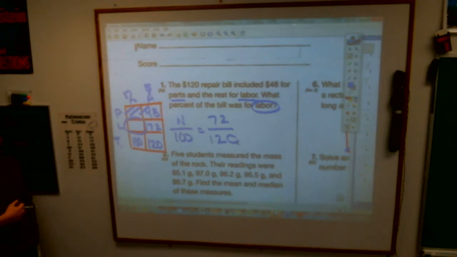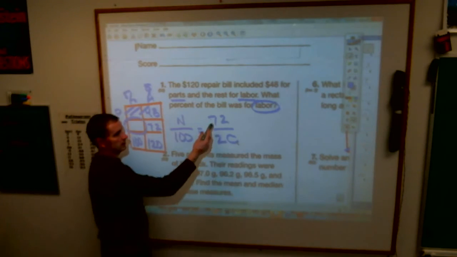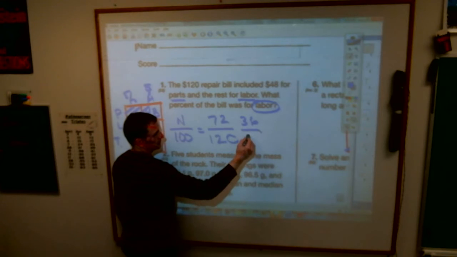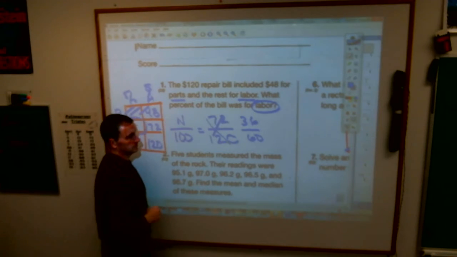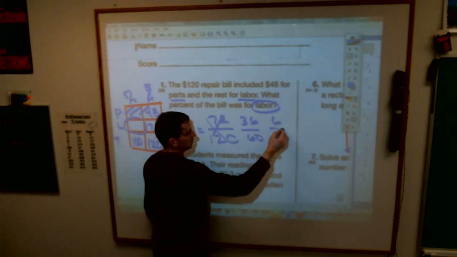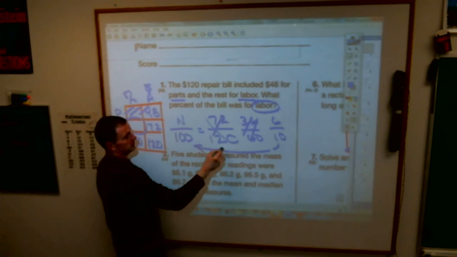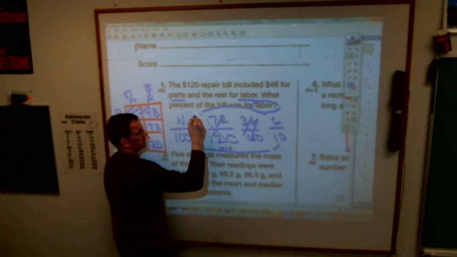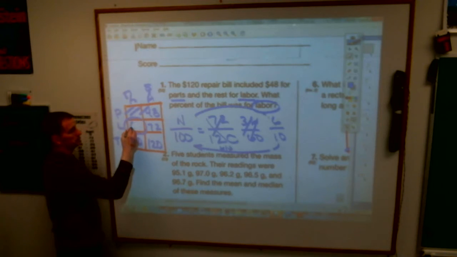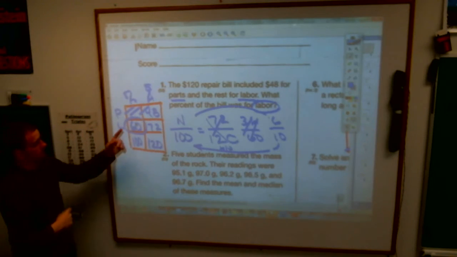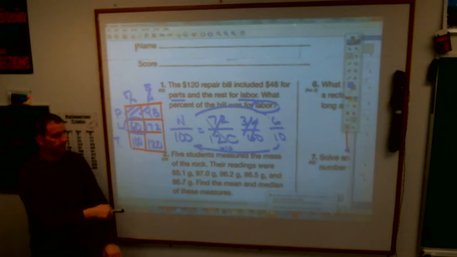And what's the easiest way to do that one, Jaden? What would you do? Just do it out like it is? 100 times 72 divided by 120? You could. I would reduce it so you make the numbers easier to work with. Cut both of these in half, it's 36 over what? 60? Divide both by 6, 6 over 10. And then if you find something like this, 10 does go into 100, 10 times 10. So 6 times 10 is 60% is labor, 40% is parts.